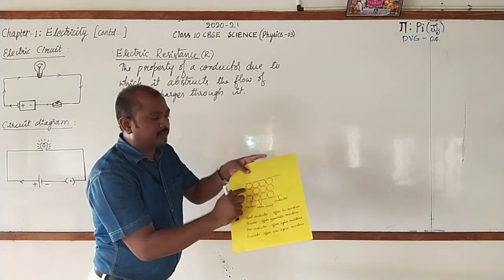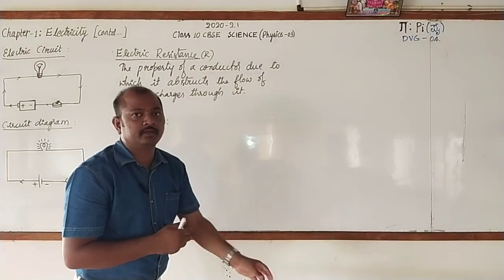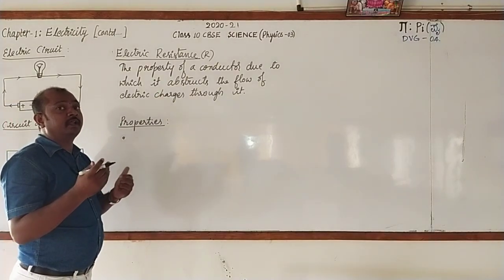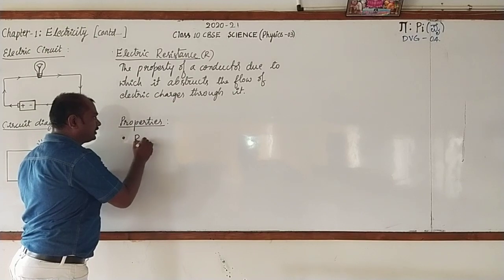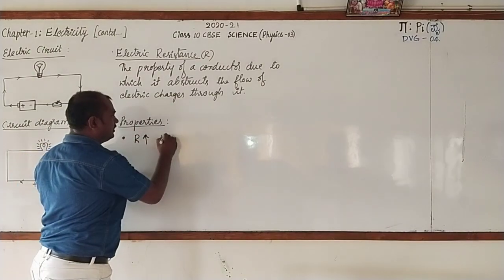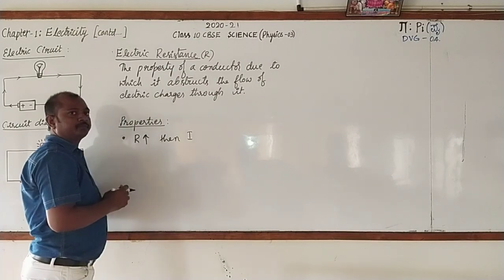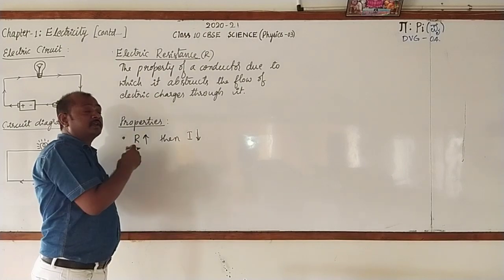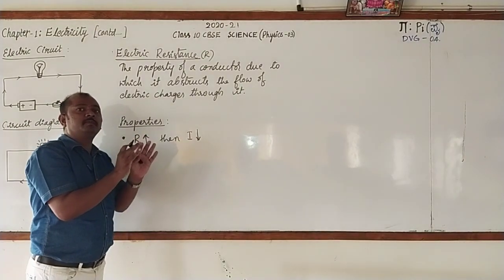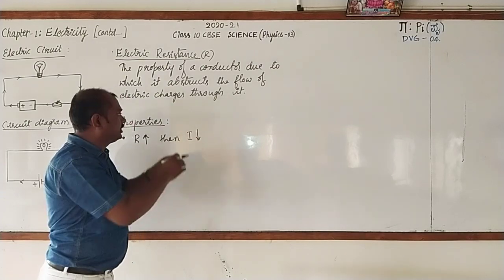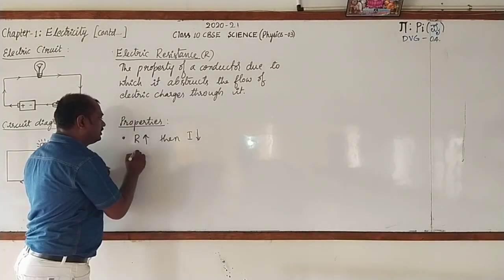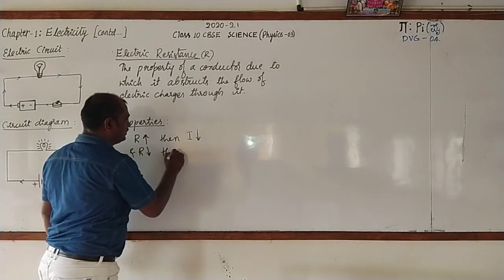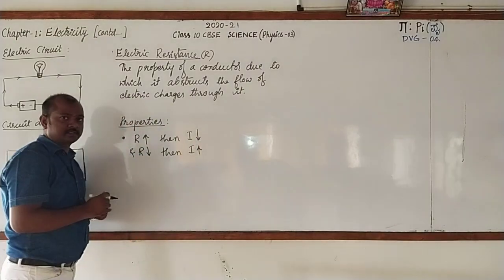So here there is obstruction for the movement of electrons, which we call electric resistance. What happens to the electric current as electric resistance increases? If electric resistance increases, then the current flowing in that circuit decreases, because as resistance is increasing, there will be more obstruction for the flow of electrons, therefore current decreases. Similarly, as electric resistance decreases, the current increases.